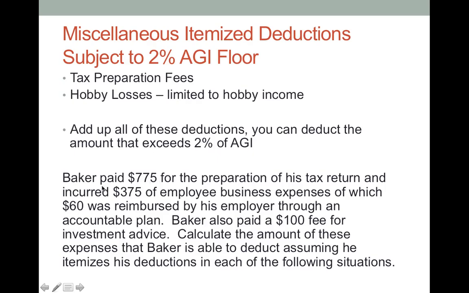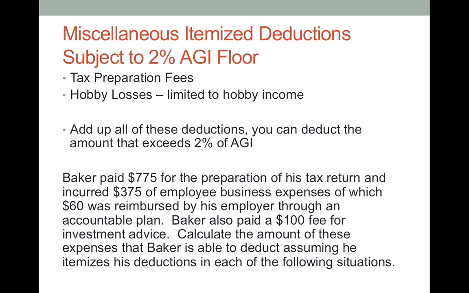So a quick example: we have Baker, and he has some expenses. He paid $775 for tax preparation. That's deductible as a miscellaneous expense subject to the 2% limitation. He has $375 of employee expenses, of which $60 was reimbursed. He also paid $100 for investment advice.